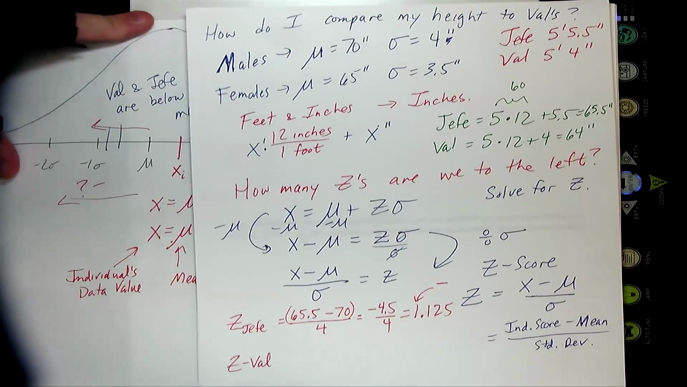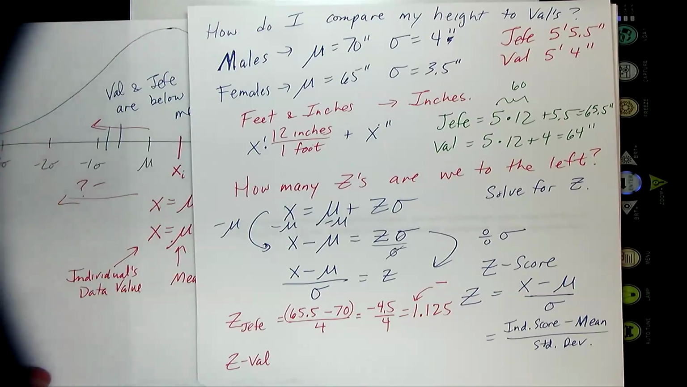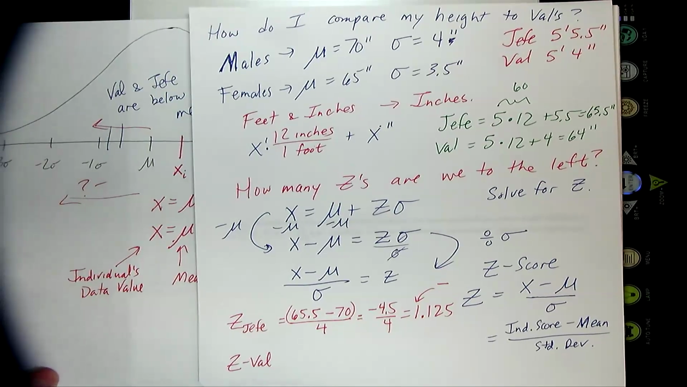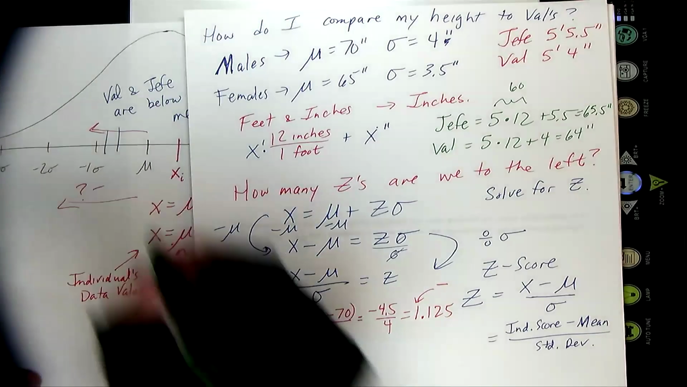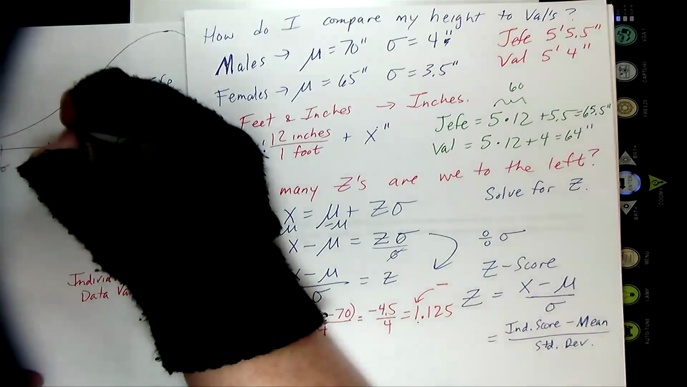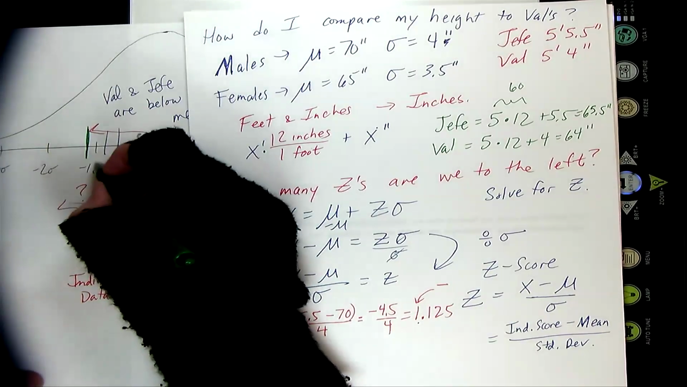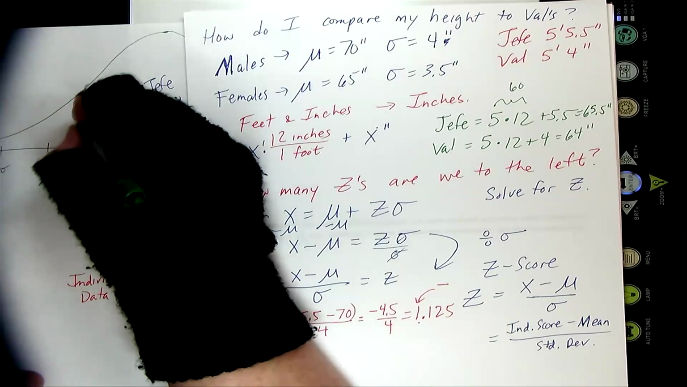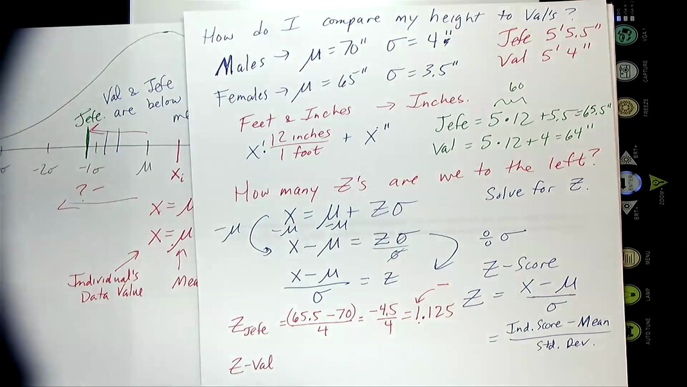Which means if I come up here to my graph, I didn't put my blue line in the right spot. Hefe is more than 1, so Hefe is actually past the 1 mark. Hefe is right here. Now, if Val is to the left, I'm taller than her relative to my gender. And if Val is to the right on the graph, she's taller relative to her gender.